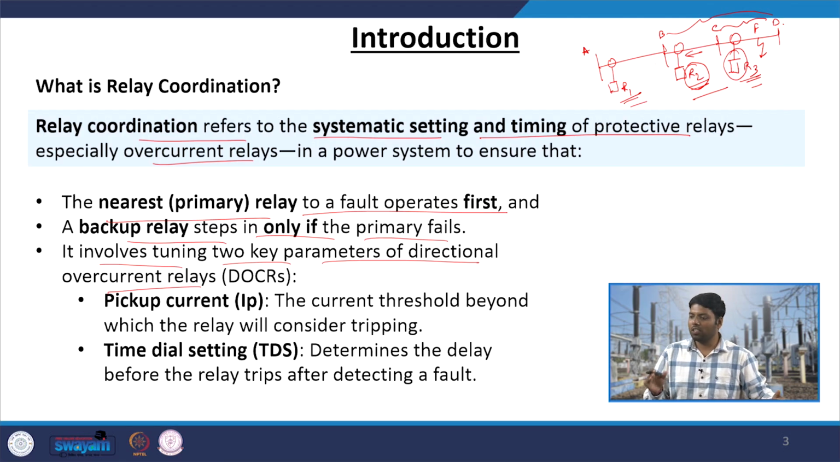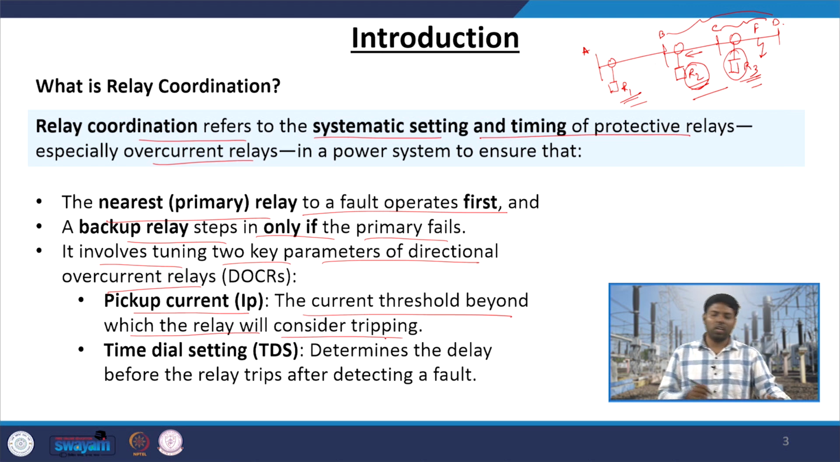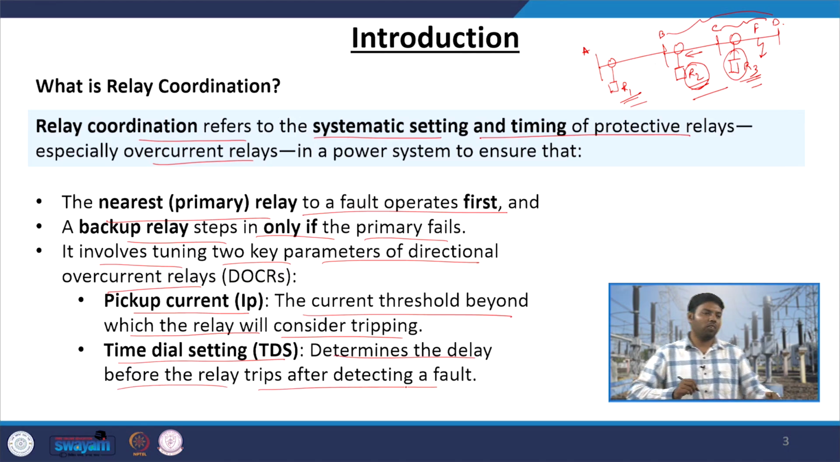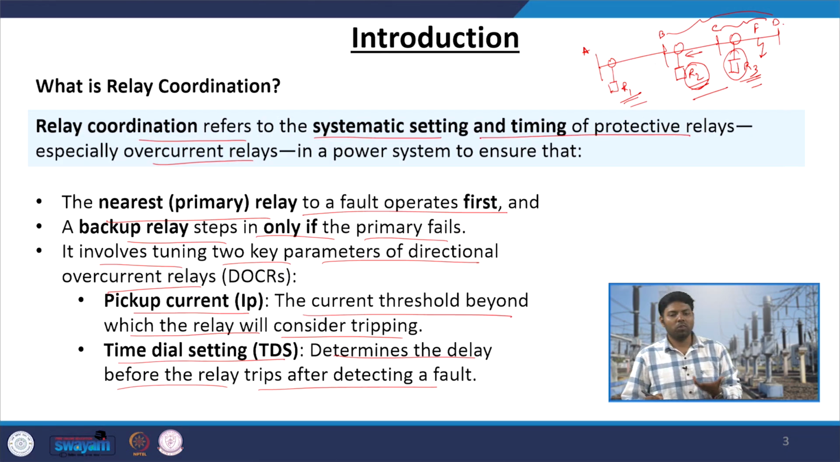That means it will sense not only the amplitude of the current but also the direction of the current, and depending upon that it will operate. So, the settings are: first the pickup current, the current threshold beyond which the relay will consider tripping. And the time dial setting determines the delay before the relay trips after detecting a fault. So, if the relay has sensed the fault, the time setting will be such that after, let us say, 0.2 or 0.4 or 5 milliseconds, it will operate depending upon the situation.